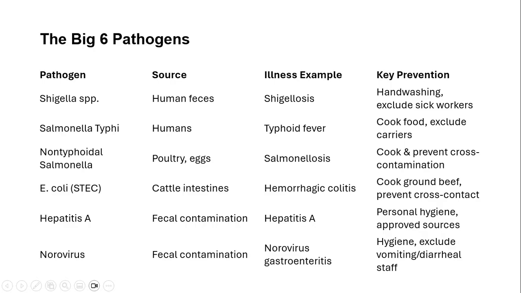Then we have E. coli or STEC, so that is Shiga toxin producing Escherichia coli. That's the fancy long Latin name for it, but E. coli or STEC is how it's very often named. This is found in cattle intestines. It causes hemorrhagic colitis. It's very uncomfortable. And so you must cook, especially things like ground beef, to prevent any cross-contamination from occurring where it could be from other sources. So this can also be found in things like vegetable products too.